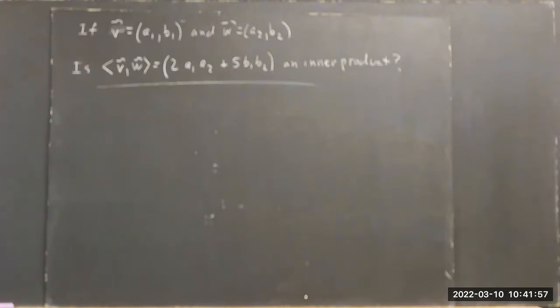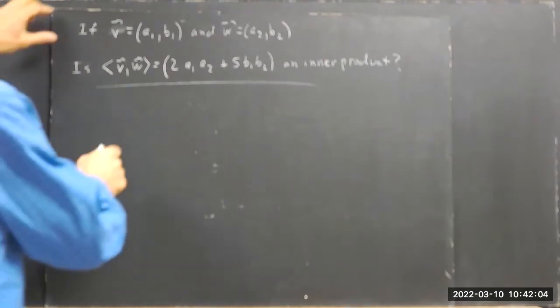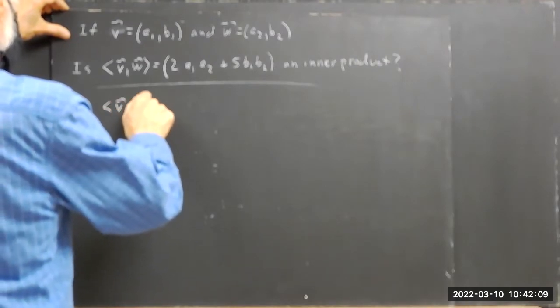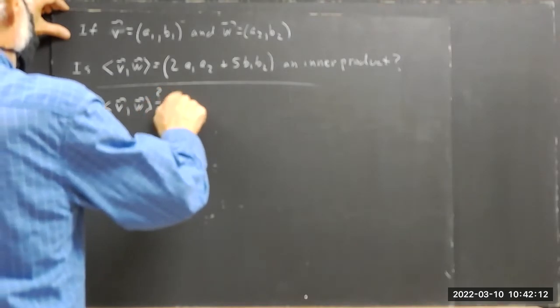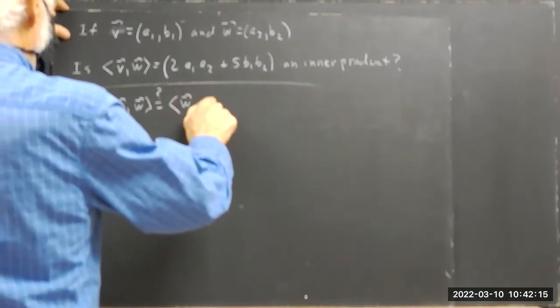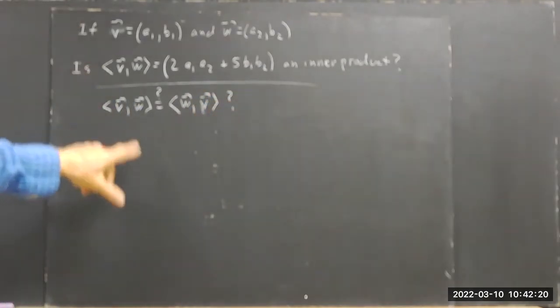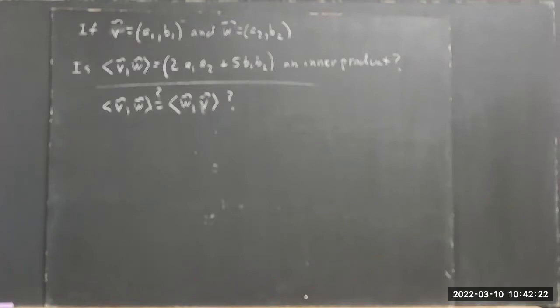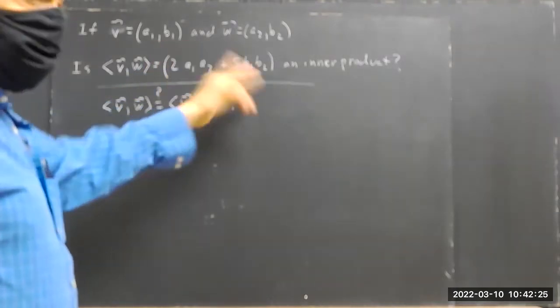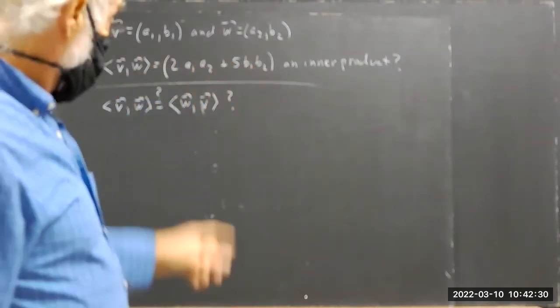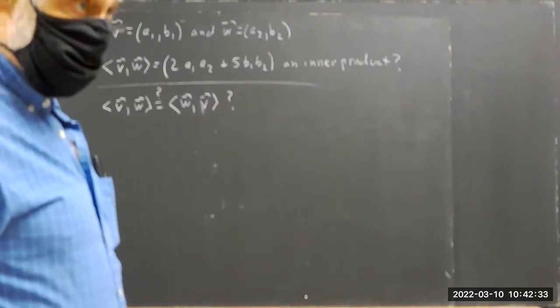And my question here, is this an inner product? Okay, well. Is this true? Well, yeah. Because you're just reversing the A1 and the A2, the A1, A2, and the B1, B2. It's clearly commutative. Okay.